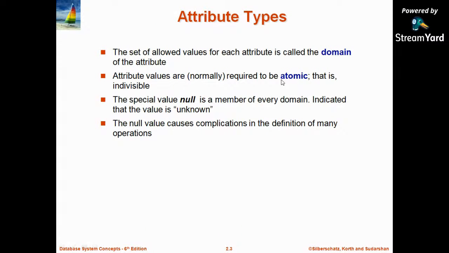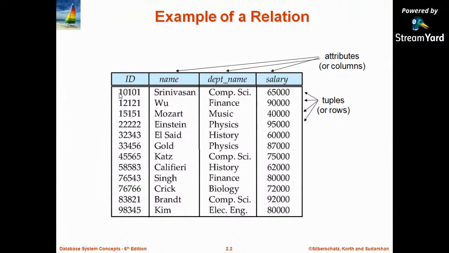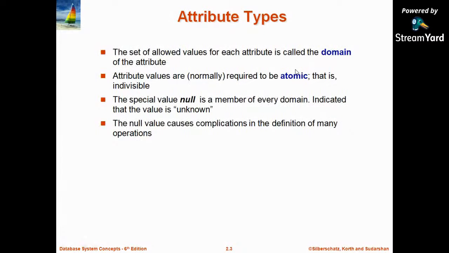The second is atomic values. Atomic values means that this ID number is atomic. You cannot subdivide this ID number into different fields. This name, Srinivasan, is atomic. You cannot subdivide this name. So every value, or you can say every cell in this table, should be atomic. It is part of the definition of a relation. Atomic means non-breakable. It cannot be broken. And the domain can also have null values.